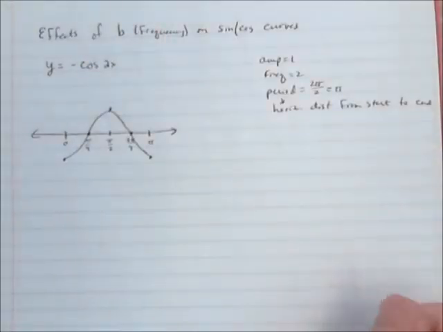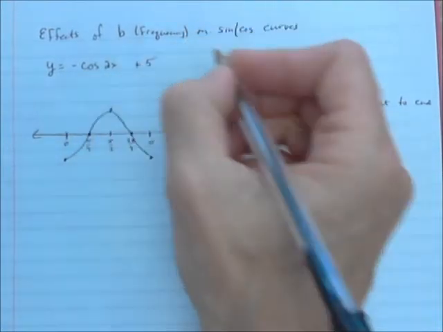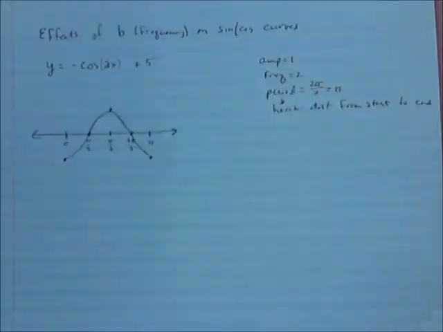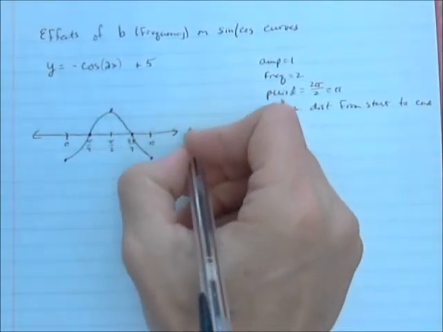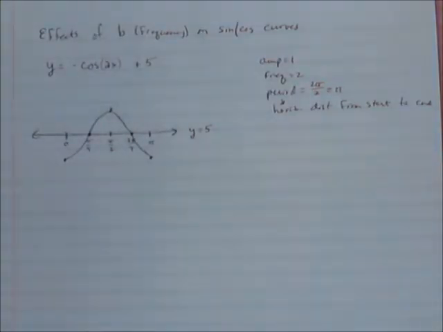Well, what if we wanted to say we'll do this plus 5 on the end? The cosine of 2x is in its own set of parentheses. So all that means is we're going to shift this vertically up 5. So this, instead of being the x-axis, will be the line y equals 5. So that's pretty easy.